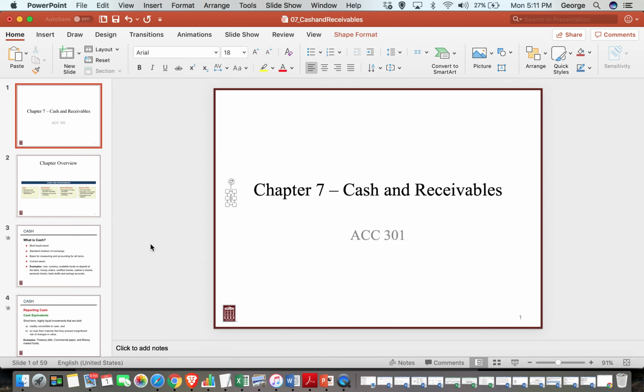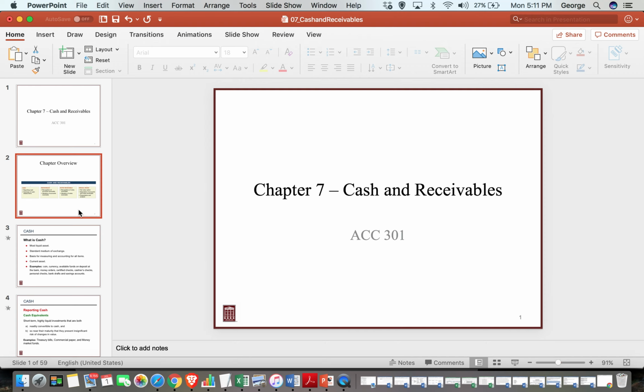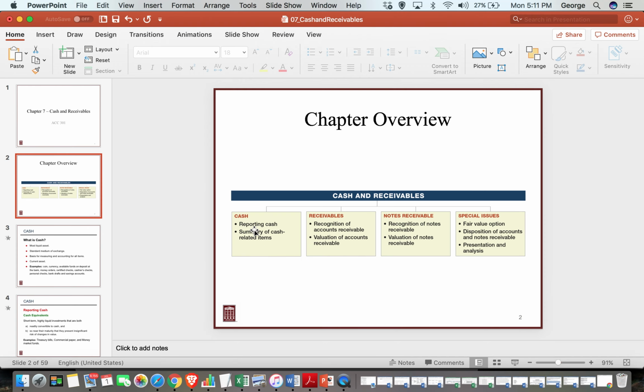This chapter, cash and receivables, is an interesting chapter that looks at how we account for cash, accounts receivable, and notes receivable. In this chapter, we'll look at how we report cash on the balance sheet, some summary of cash-related items and cash equivalents. We'll look at receivables, when they should be recognized, and their valuation, taking into account, of course, the allowance for doubtful accounts. We'll look a little bit at notes receivable.